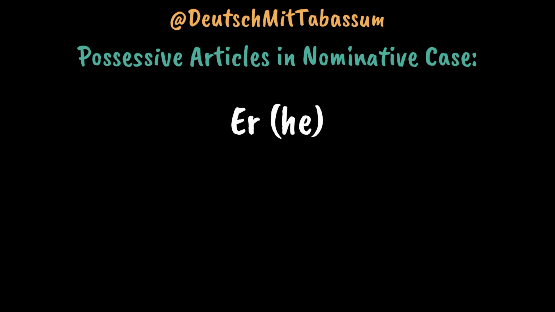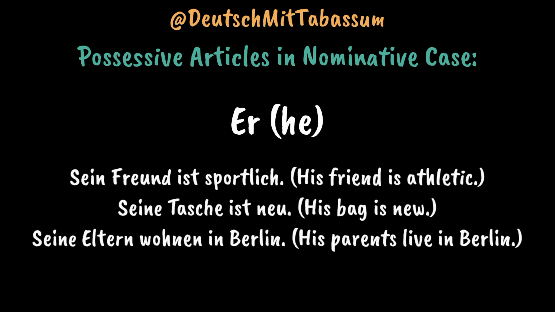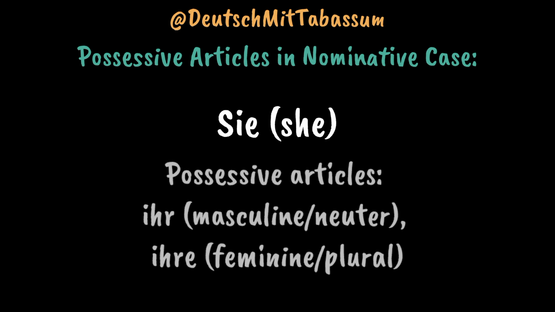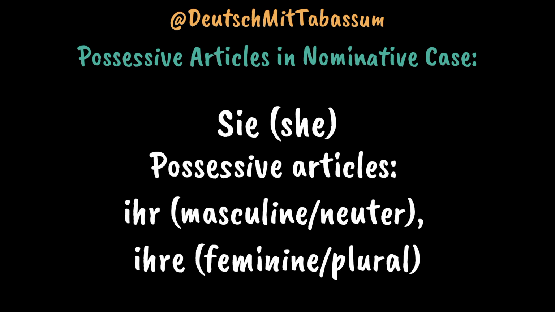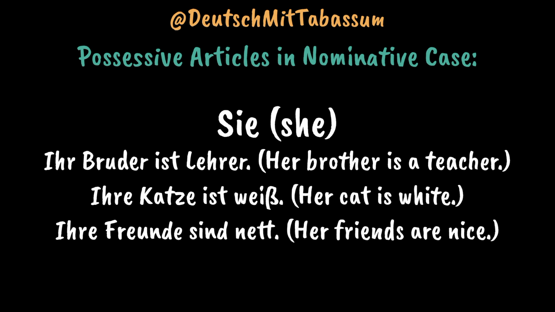The next one is er, he. The possessive articles are sein for masculine and neuter and seine for feminine and plural. And the examples are as follows. Sein Freund ist sportlich, seine Tasche ist neu, seine Eltern wohnen in Berlin. Next we have sie, which is she. The possessive articles are again ihr for masculine and neuter and ihre for feminine and plural. The examples are ihr Bruder ist Lehrer, ihre Katze ist weiß, ihre Freunde sind nett.